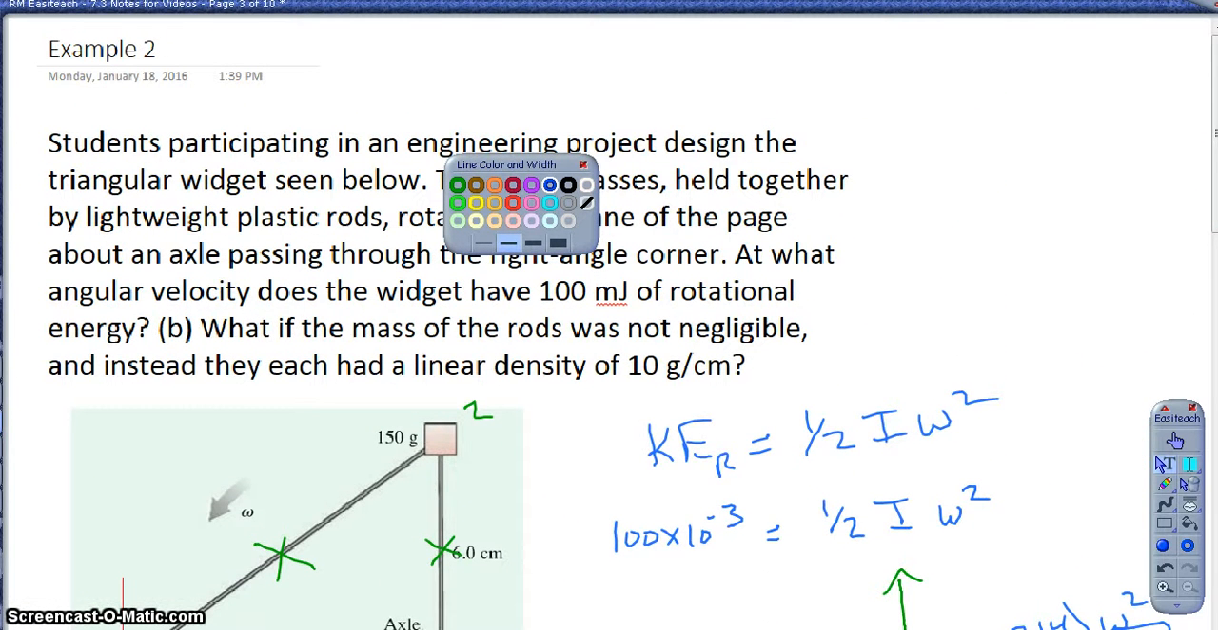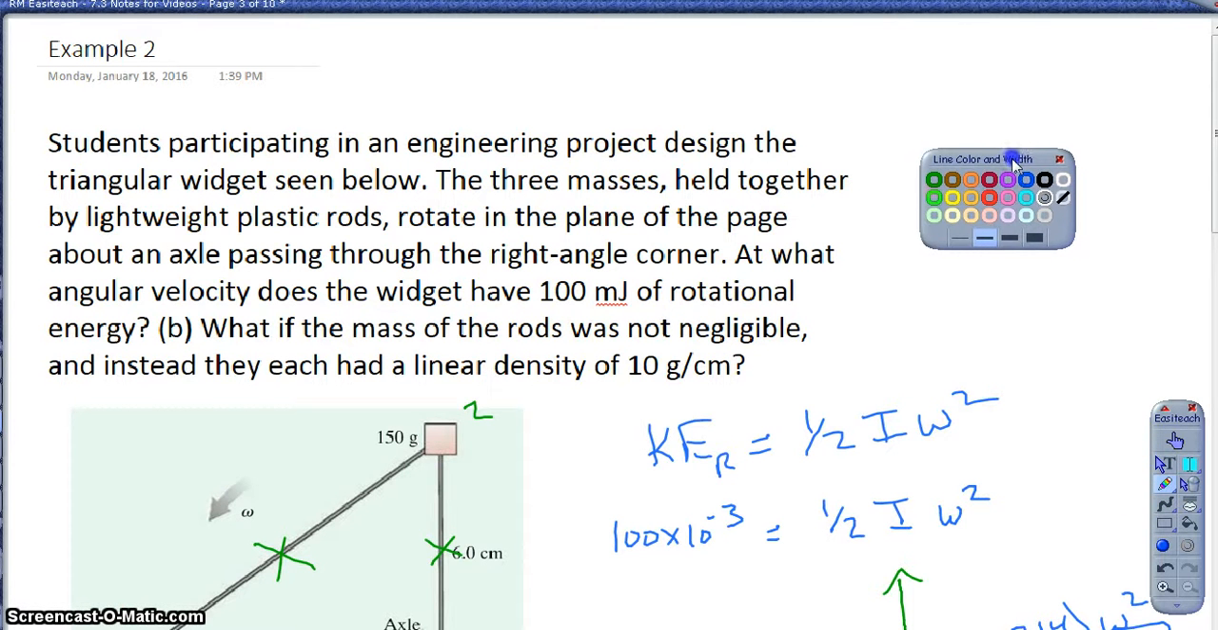I did throw in part B, and mostly because I do want us to think about this relationship here, right? I'm not actually going to solve this all the way out. I think it's probably a little bit more complex than something they would give us, but I still do want you guys to think about how to approach this, right? So part B, what if the mass of the rods were not negligible, right? And instead they each had a linear density of 10 grams per centimeter.